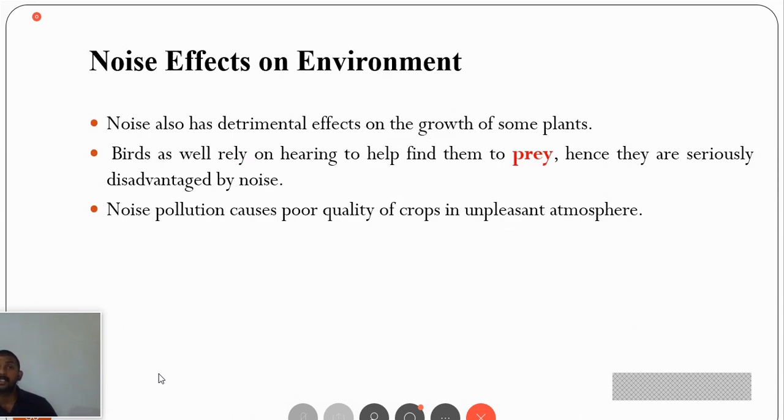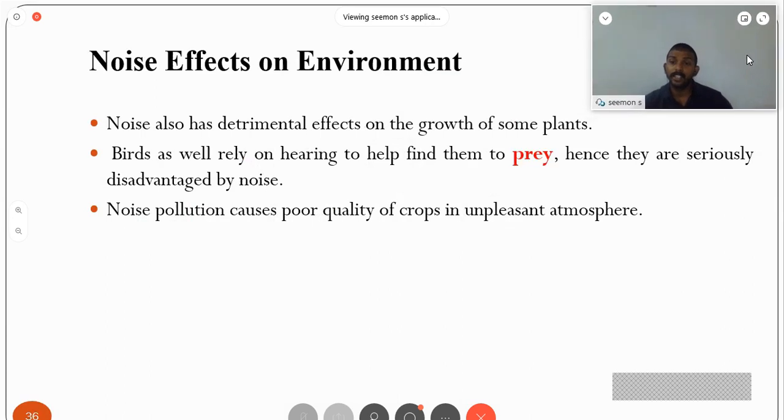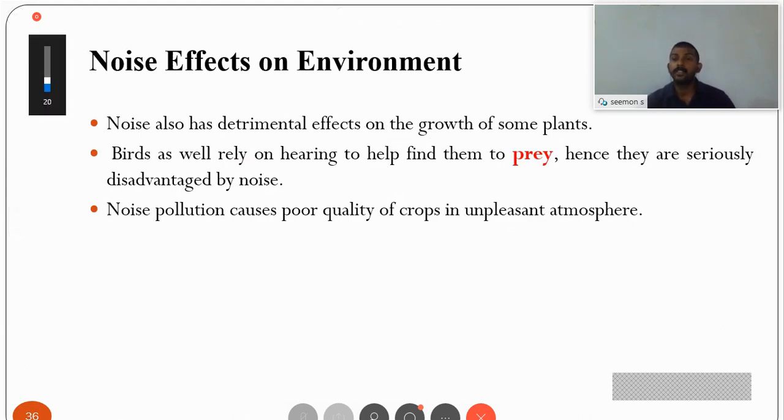And next is the birds. Birds use hearing while searching for food; some birds find other birds by their sounds. But if the noise is higher, they are not able to find the prey, and the calls are also affected, so the crop yield will be reduced.